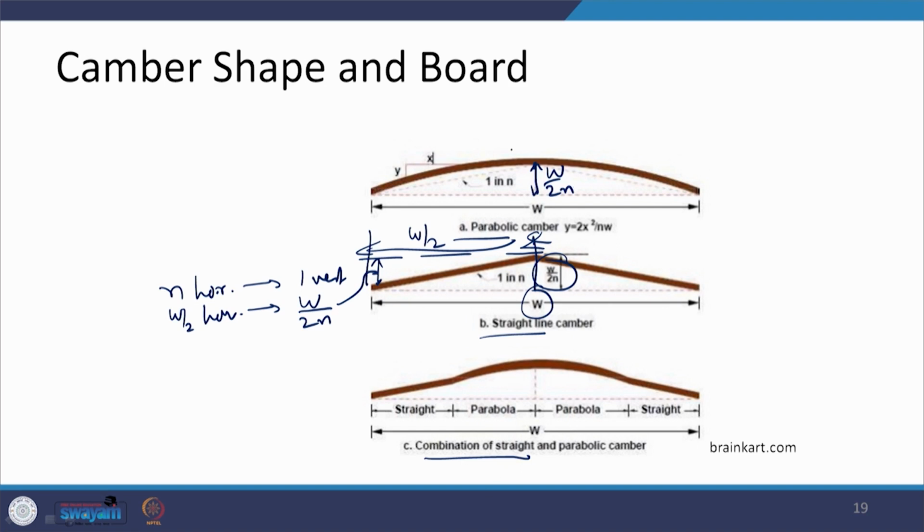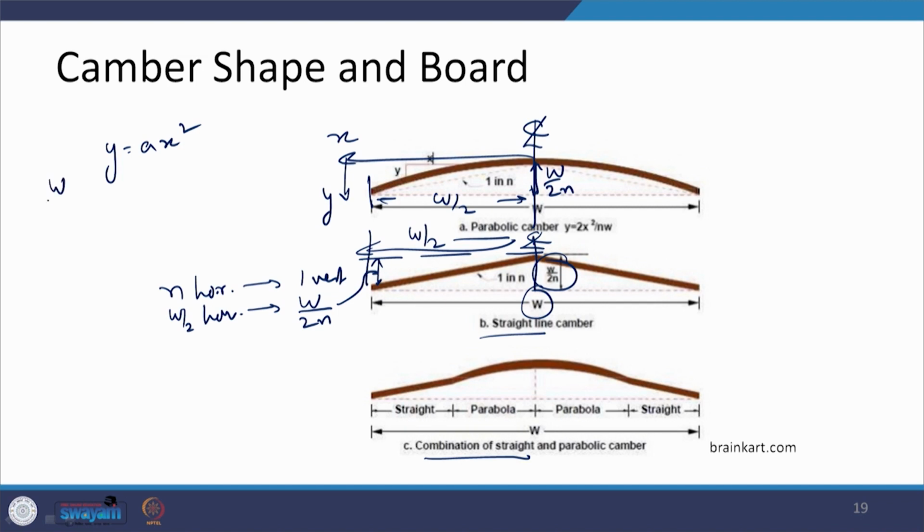But being parabolic, then you are going to talk about y is equal to a x square. Again in this case, with respect to the center line, you are going to move out in x direction and then you are going down in y direction. So, if you are moving in x direction, then you are moving up to this point, a distance equal to w by 2 again, and in y direction it is going to be w by 2n.